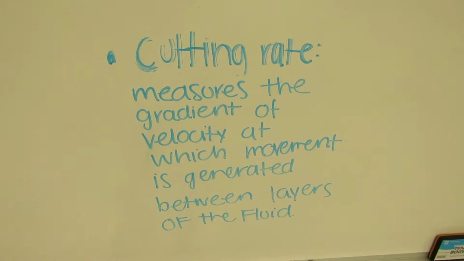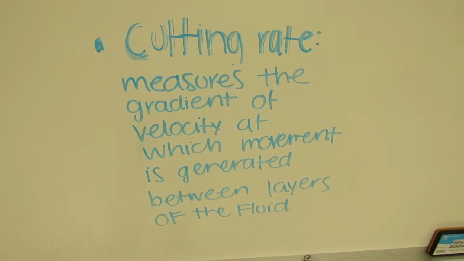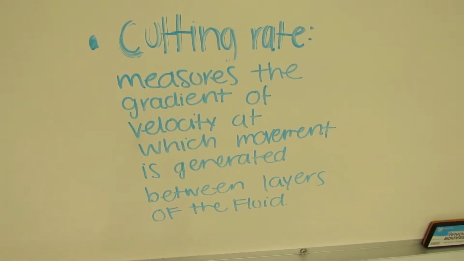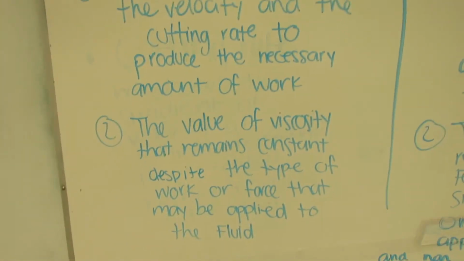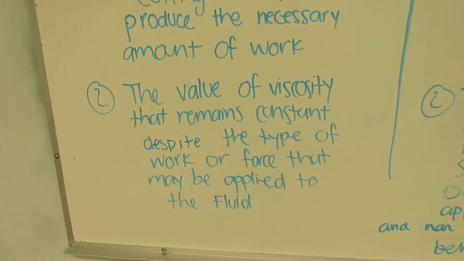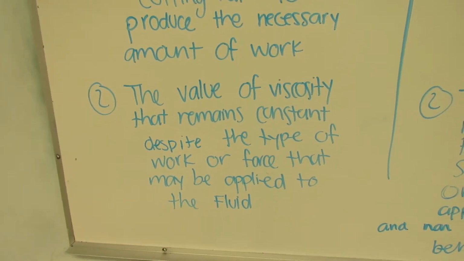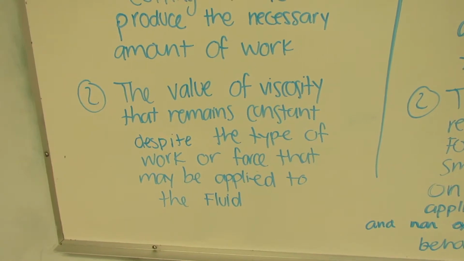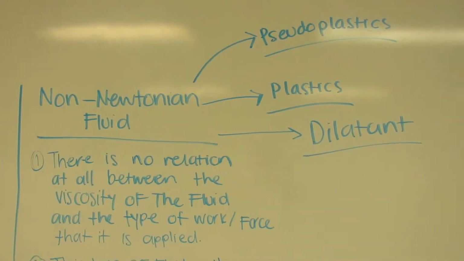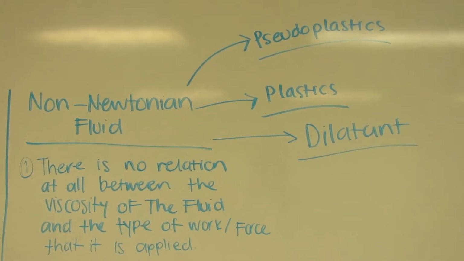Just in case you didn't know, the cutting rate measures the gradient of velocity at which movement is generated between the layers of the fluid. The second point of view is that the value of viscosity remains constant despite the type of work or force that may be applied to the fluid. And now we have the non-Newtonian fluid.